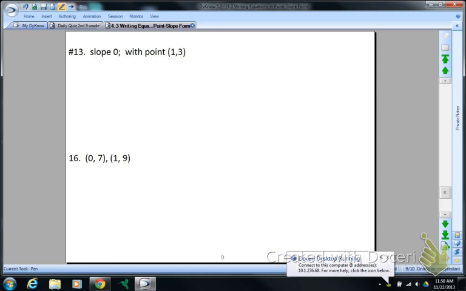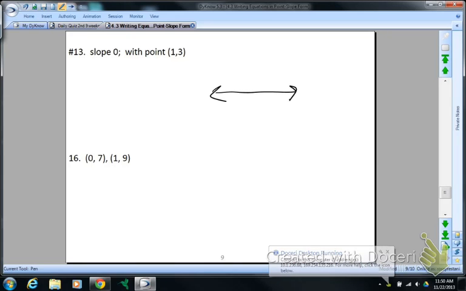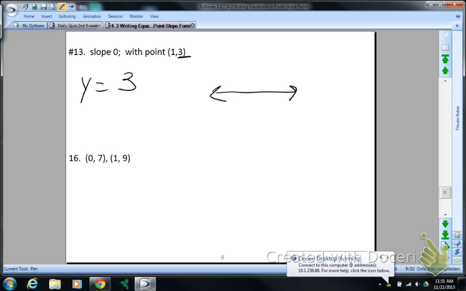Okay, look at number 13. Slope of 0 with the point (0, 3). The slope is 0. What kind of line has a 0 slope? A horizontal line. What is the equation of all horizontal lines? y equals the y value of your ordered pair. So y is equal to 3. If you can't remember it, could you go to the side and sketch a little graph? Yes. Okay, let's skip down to number 16.